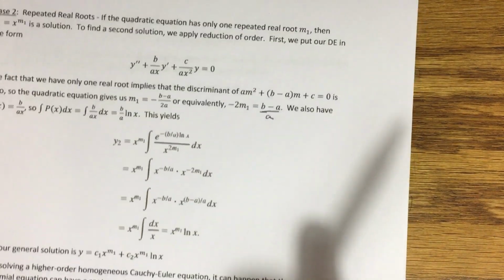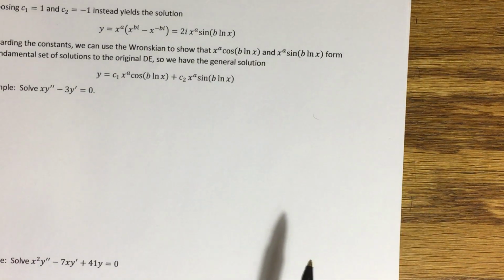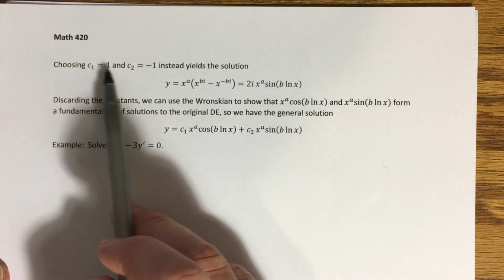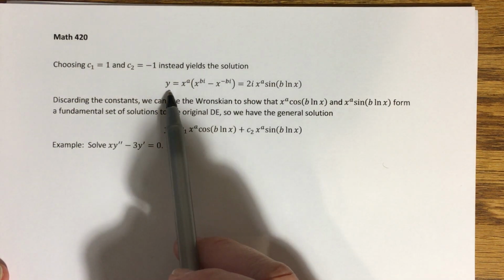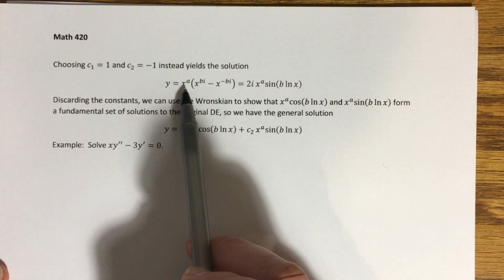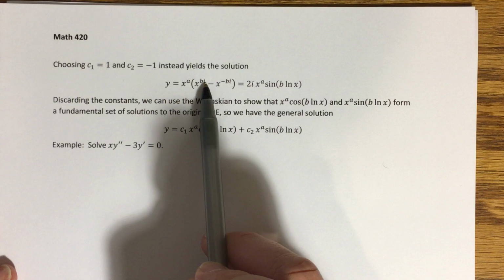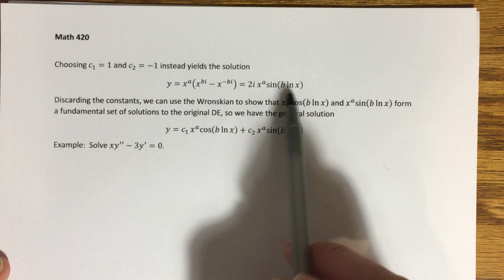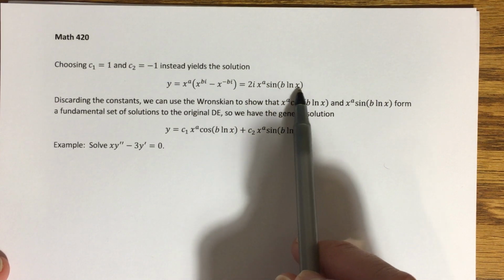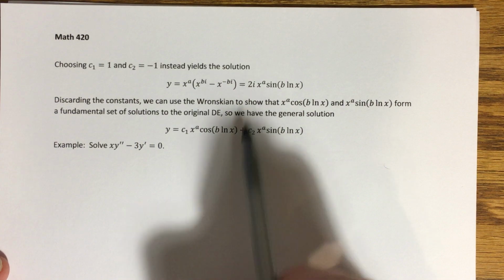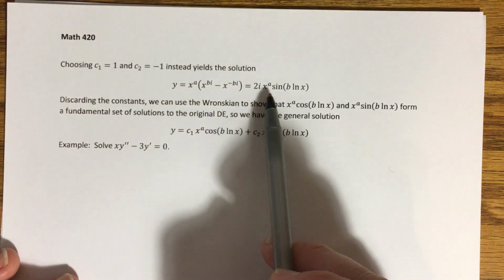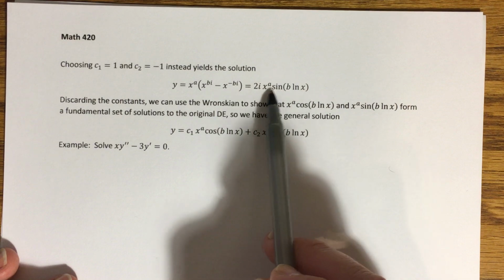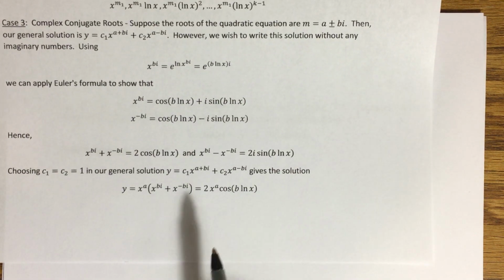Okay? If I do something similar, but I choose different parameters, let's say if I set c1 equal to 1 and c2 equal to negative 1, then I get this. Y is going to simplify to x to the a times x to the bi minus x to the negative bi. And again, using the algebra we did on the previous page, I get this expression, 2i x to the a sine of b natural log of x. Now remember that constant there, that 2i, can be swapped out for any other constant, so what really matters is the rest of it, x to the a sine of b natural log of x, and on this page, x to the a cosine of b natural log of x right there.